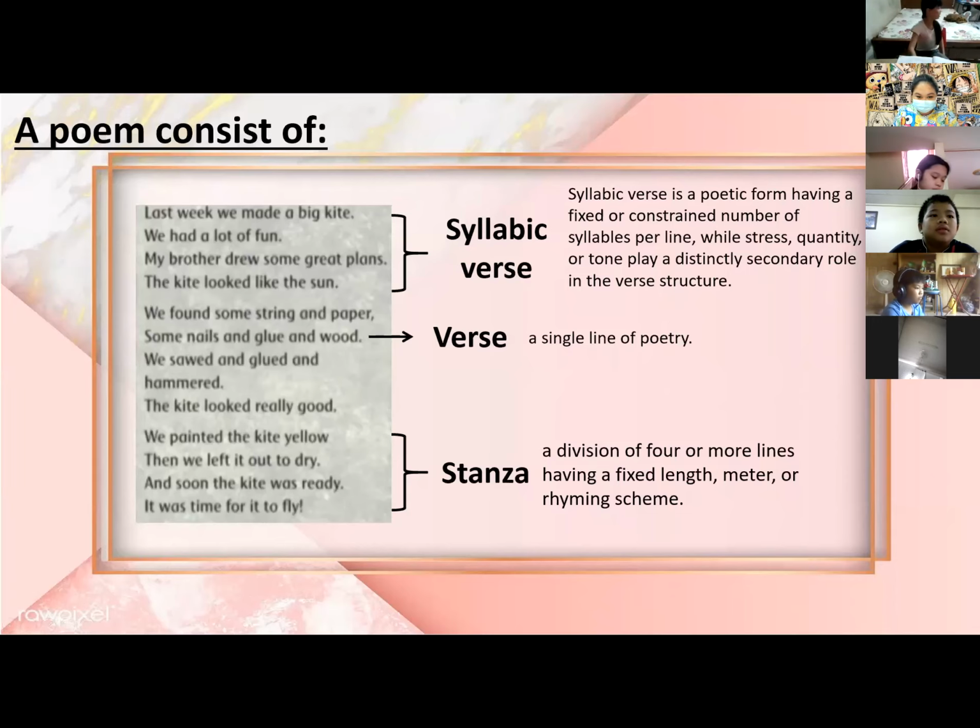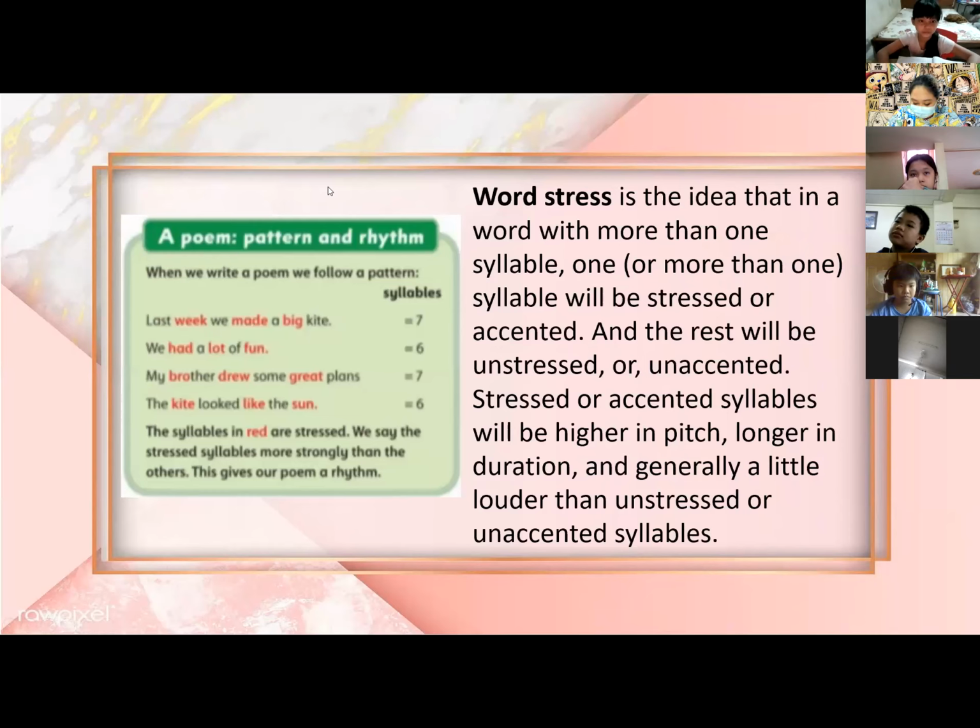What is a verse? Verse, a line of poetry. Poetry, very good. How about syllabic verse? What is a syllabic verse? Syllabic verse is a poetic form having a fixed or constant number of syllables, regardless of quantity or tone, with stress playing a secondary role in the word structure. Very good.